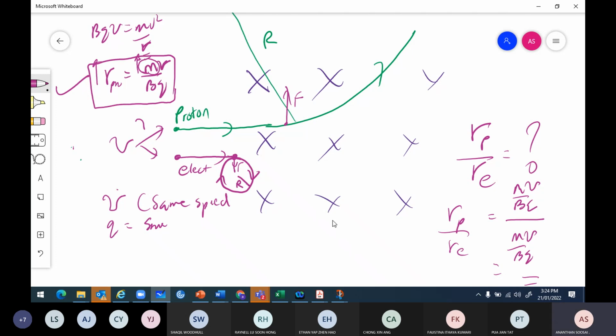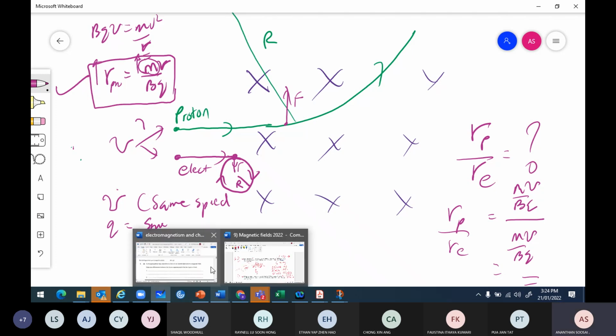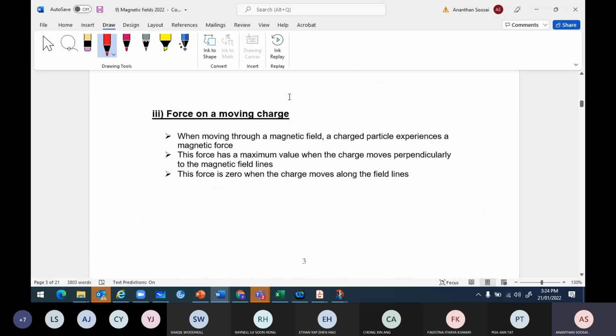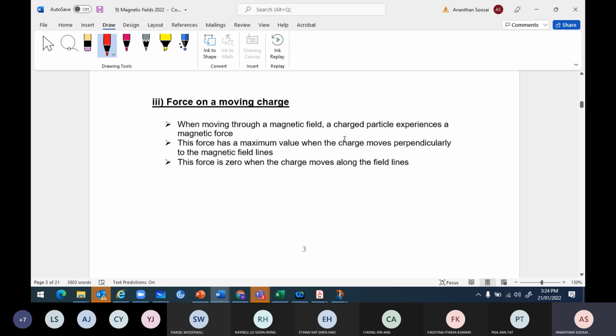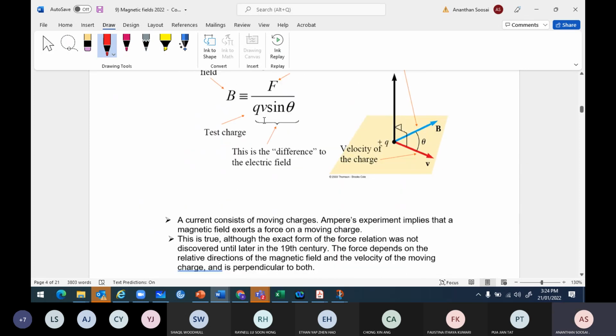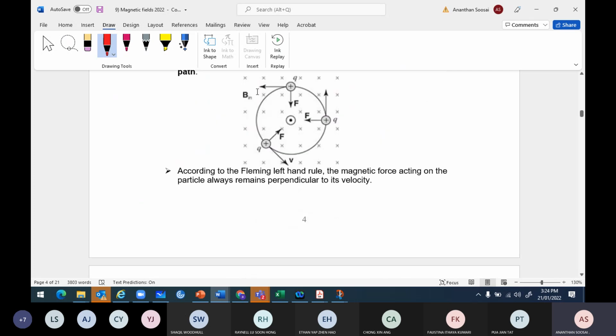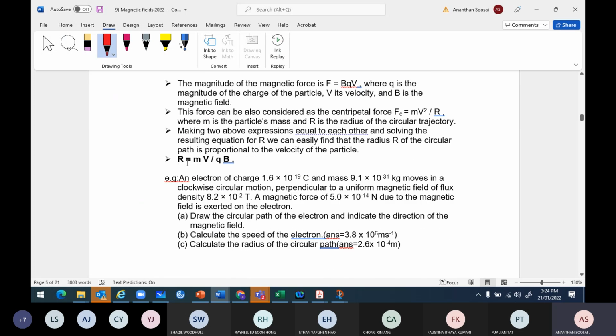Okay class, so that's today's lesson. What did you learn today? We go back to the notes here. We learned about the force on a moving charge. We found that the force is BqV sin theta. And that it will make a circular motion in the magnetic field, or an arc of a circle. And the radius it makes is mv over Bq, because the magnetic force contributes the centripetal force.